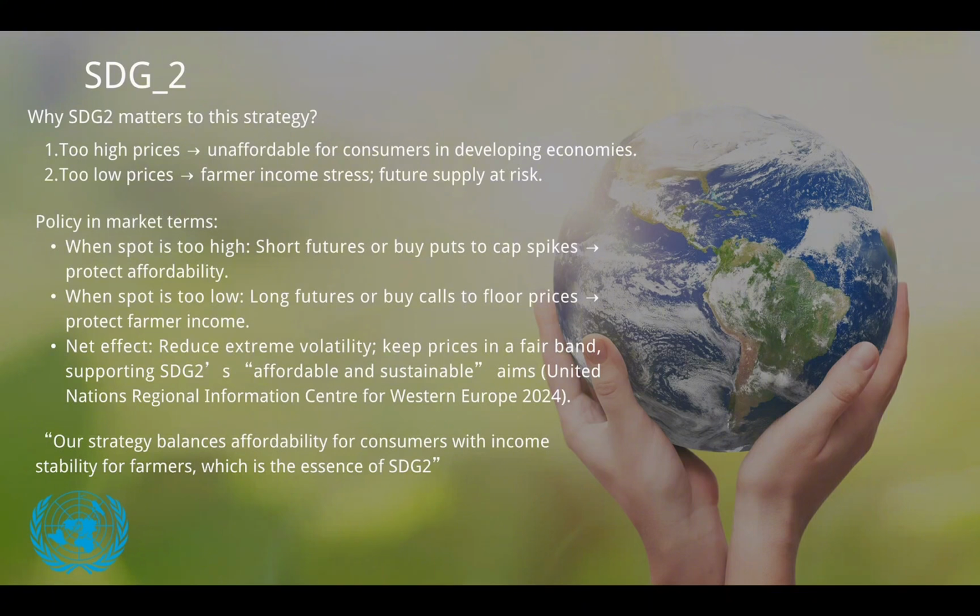In this way, our strategy reduces extreme volatility and keeps wheat prices in a fair range. It protects consumers by keeping food affordable, and it protects farmers by supporting their incomes. So our strategy is not only about company profit, but also about the stability of the food system, which is the key idea of SDG2. So let's move on.